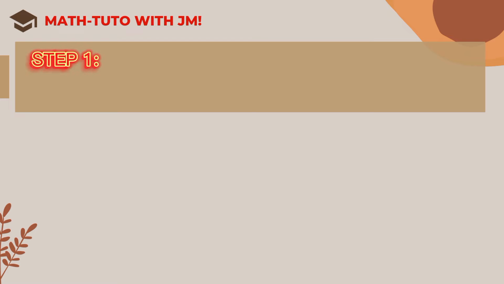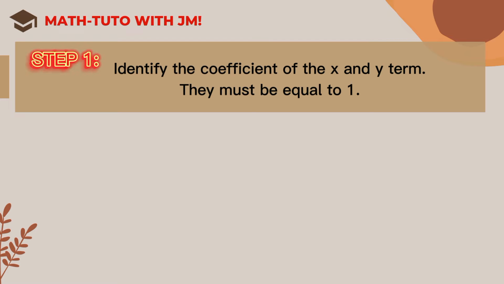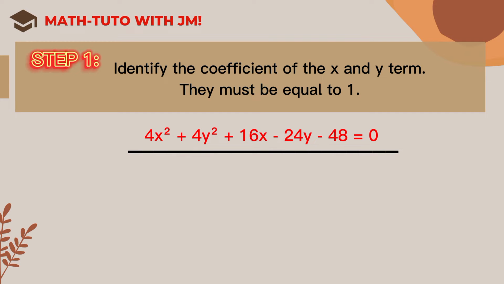Step 1. Identify the coefficient of the x and y term. They must be equal to 1. In the given equation, the coefficient of the x and y term is 4, so all you need to do is to divide the entire equation by 4 so that the coefficient of both terms, x and y, will become 1. 4x squared divided by 4 is equal to x squared.